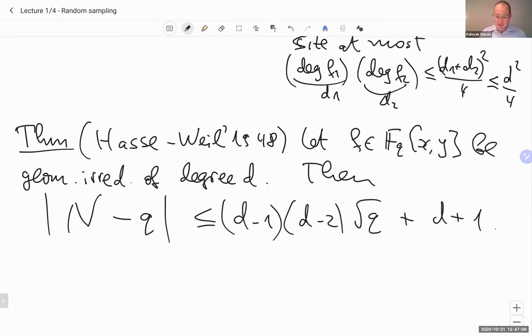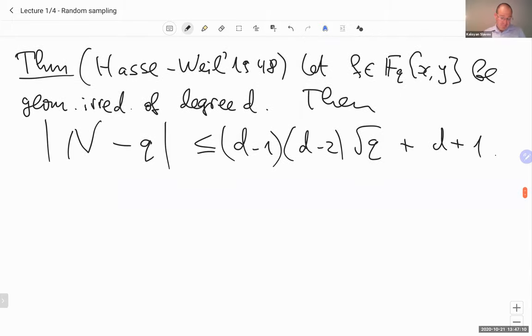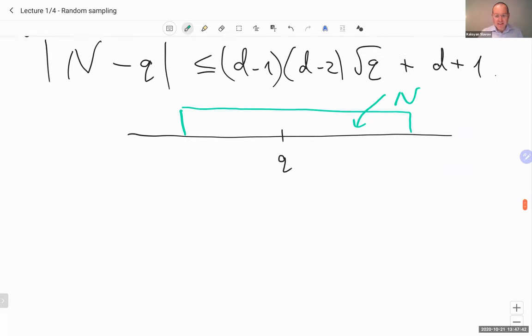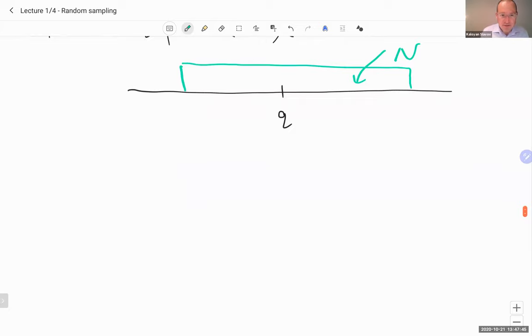This is a fundamentally important result. You're familiar, for example, when d is equal to 3 and let's say f defines an elliptic curve, then you get 2 square root of q. You don't even have the last term. You need the last term because f may not define a non-singular curve. So to put it differently, here is the number of solutions. It's roughly q with a certain interval. Capital N belongs to a certain interval centered at q. In green, I'll be indicating an interval where capital N belongs.